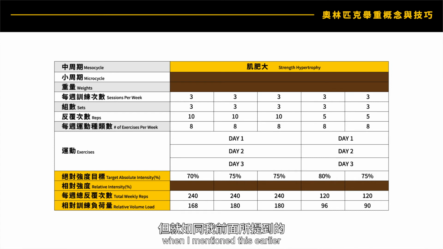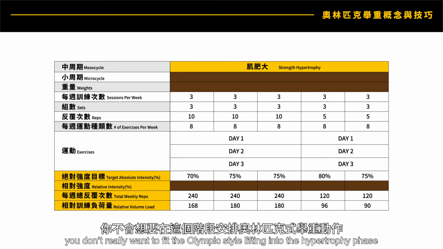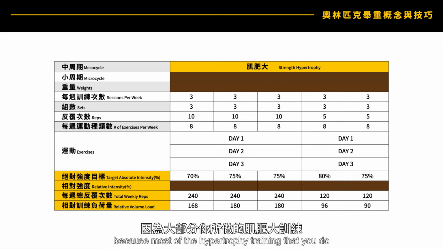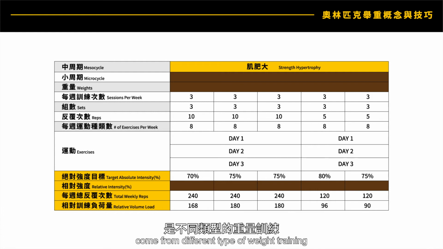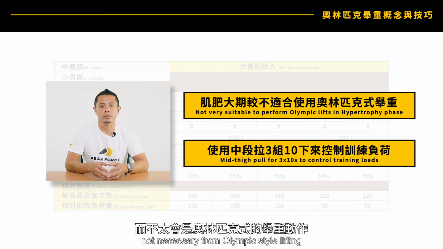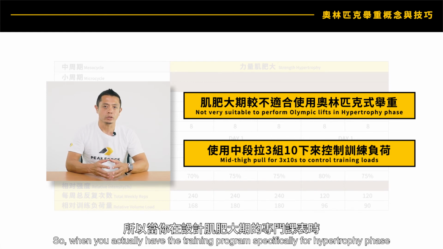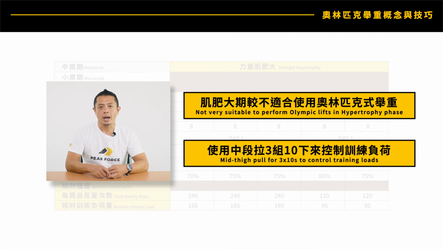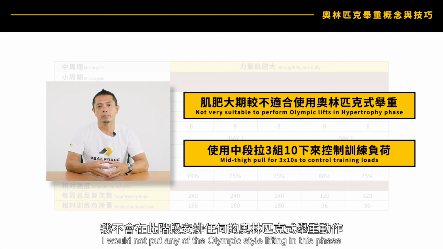When you train athletes, oftentimes you might face the time period where you do the hypertrophy phase. As I mentioned earlier, you don't really want to fit Olympic style lifting into the hypertrophy phase, because most of the hypertrophy training comes from different types of weight training that mainly focus on force production with traditional exercises, not necessarily Olympic style lifting. So when you have the training program specifically for the hypertrophy phase, I would not put any Olympic style lifting in this phase.